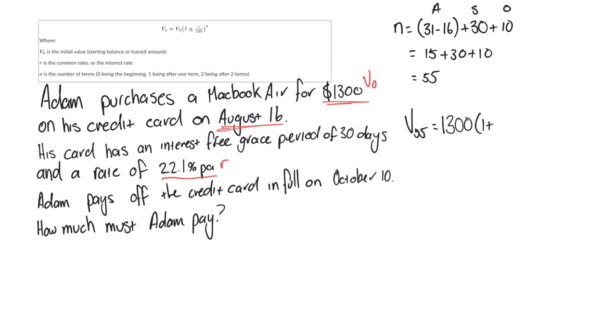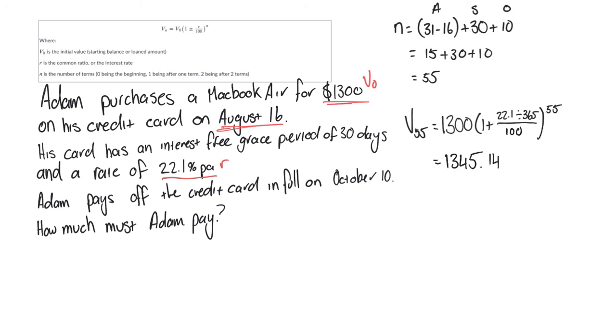1 plus, because we're adding interest. Now rate, so we've got 22.1%. We need to turn it into a yearly interest rate. Over 100, and then raise it all to the power of 55. Okay, so at this point we get our CAS calculator out to give us a bit of a hand. And we have $1,345.